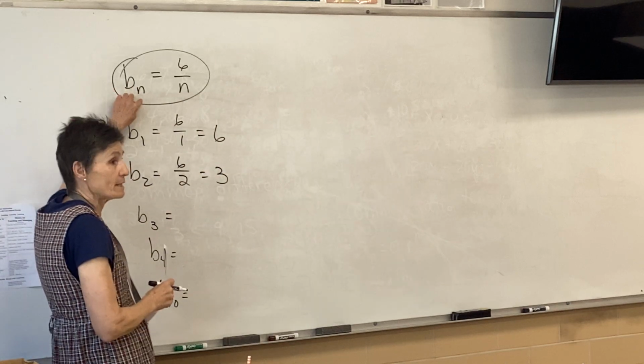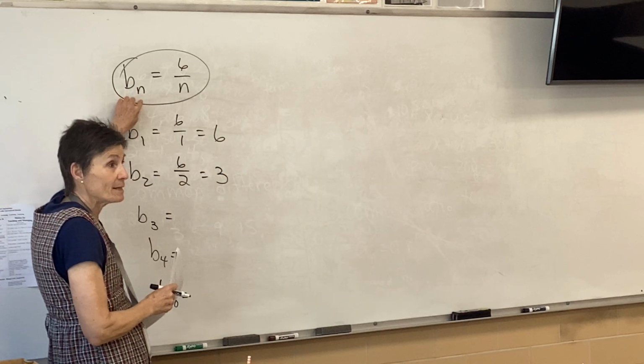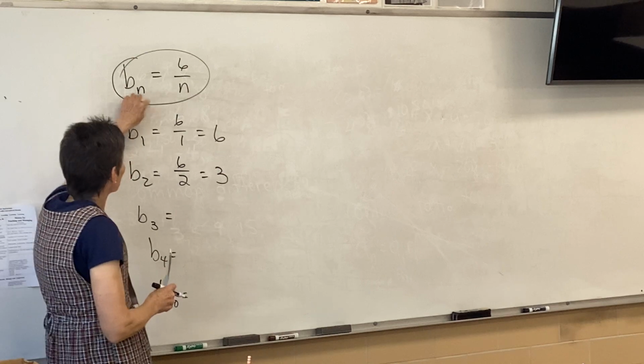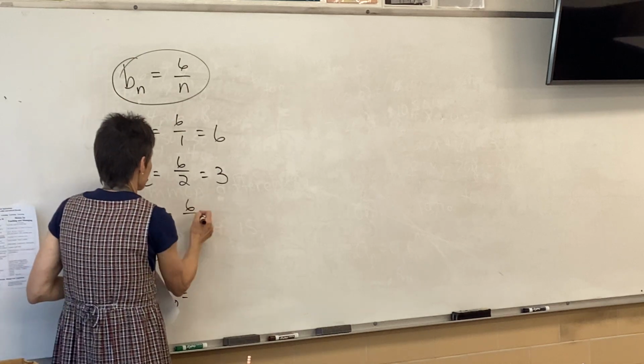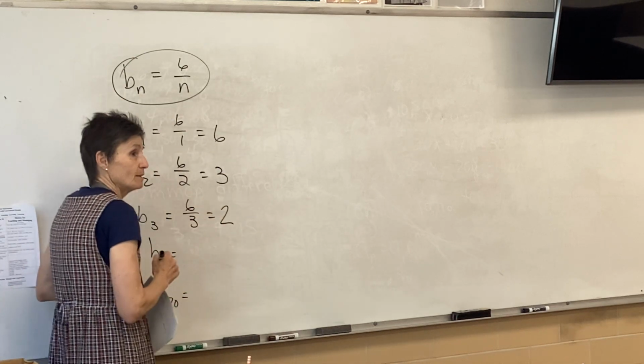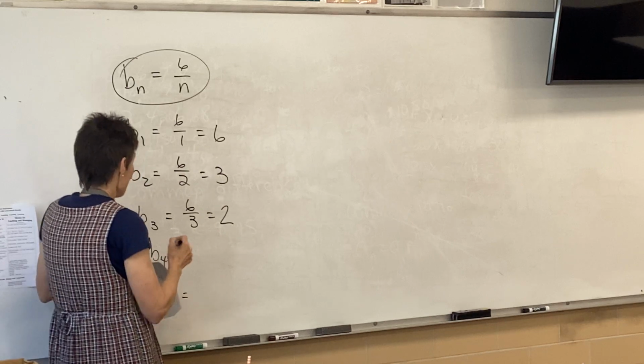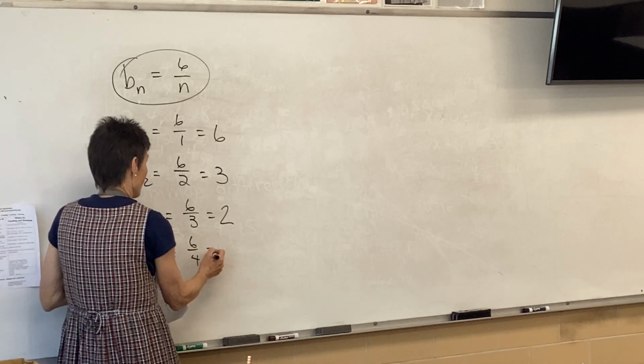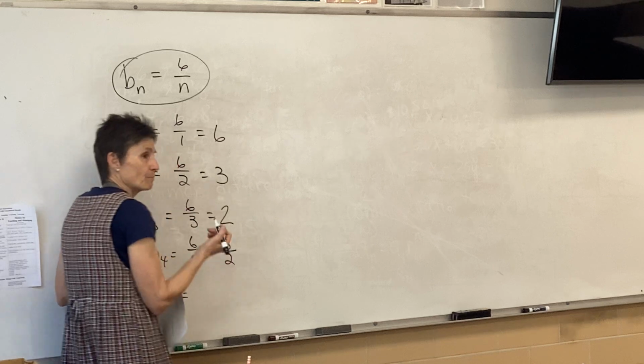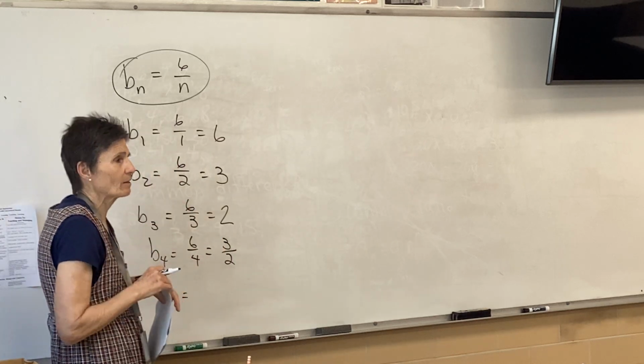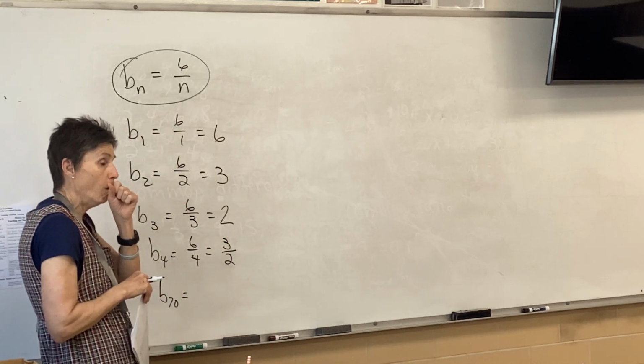B sub 3 means let n be 3. So if we let n be 3, we have 6 over 3, which is 2. And then we have 6 over 4, which is 3/2, or 1.5. You'll have a calculator for this test too.